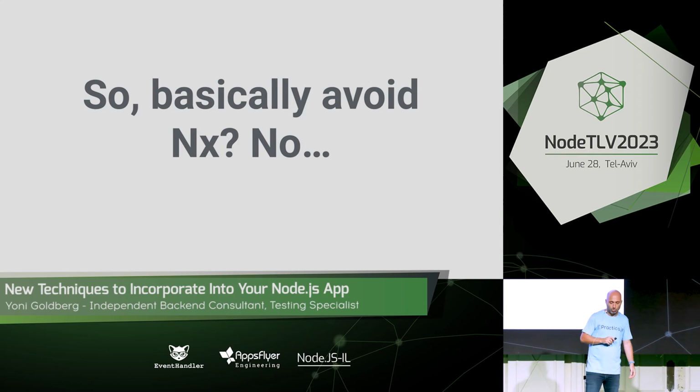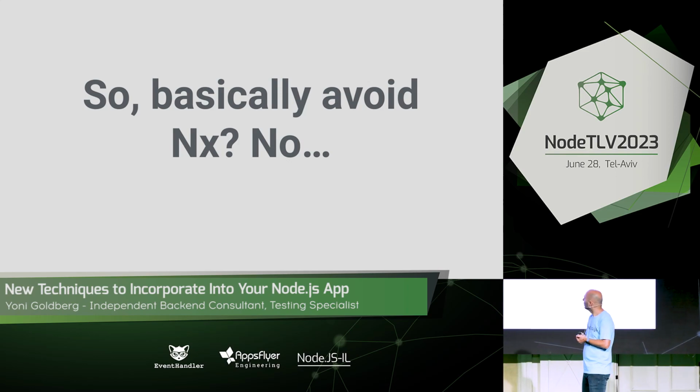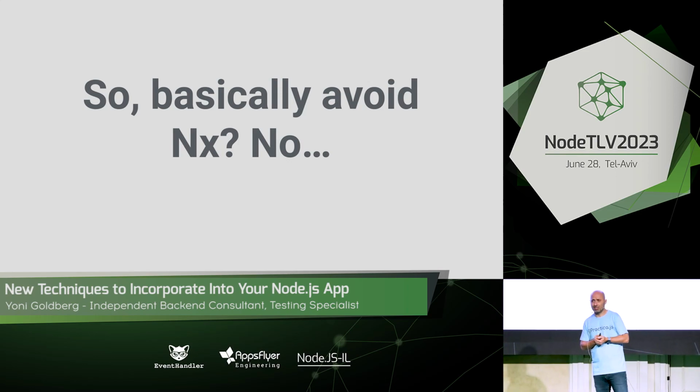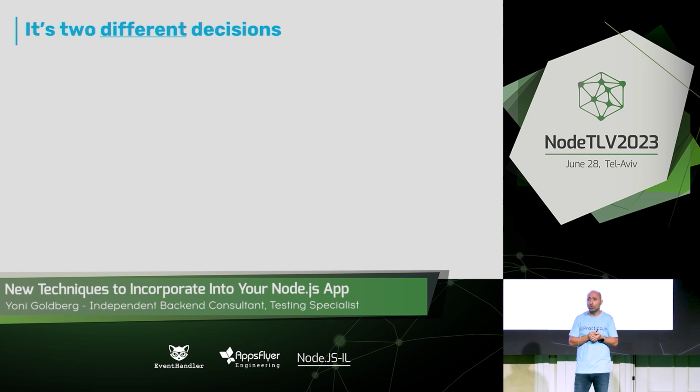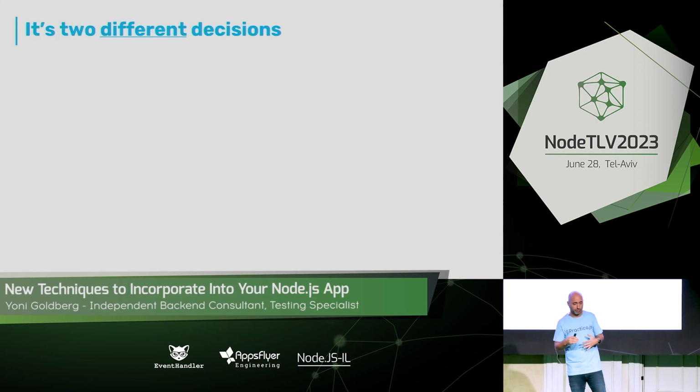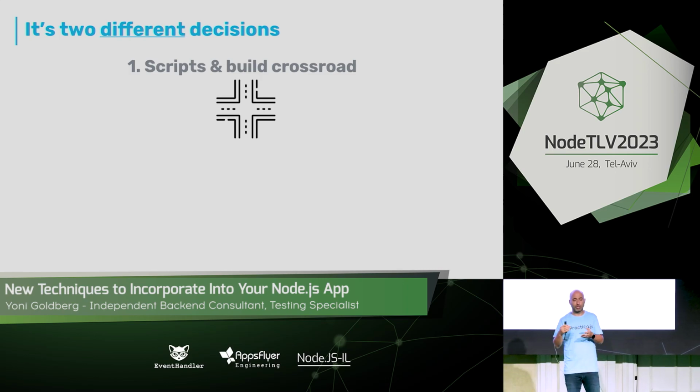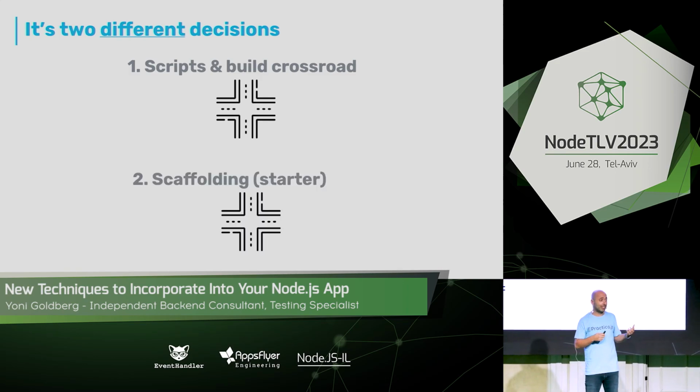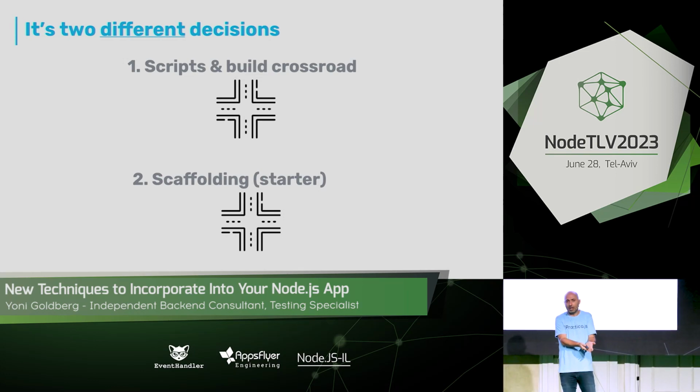Now, so do I basically not recommend NX? No, really no. But I think there are 2 different decisions here that we should separate. First, what tool we use for script and build optimization. The second is scaffolding. It's unrelated, right? Scaffolding is about getting best practices and code. Now, you could be interested in scaffolding also for a single repo or for a multi-repo. It's 2 different sets of tooling.